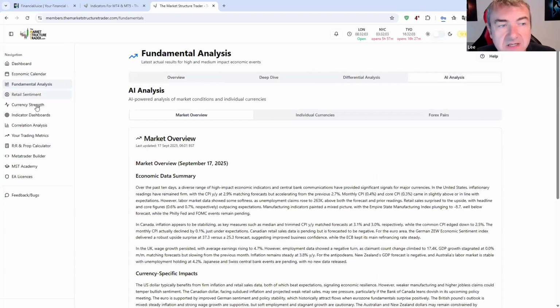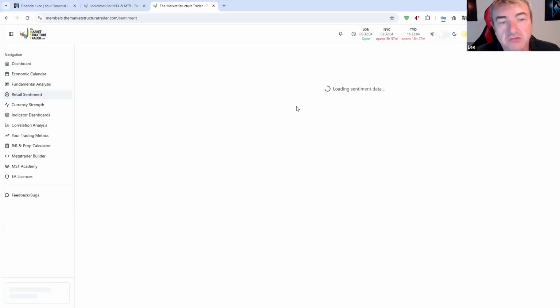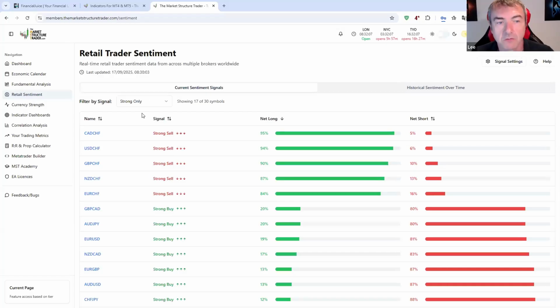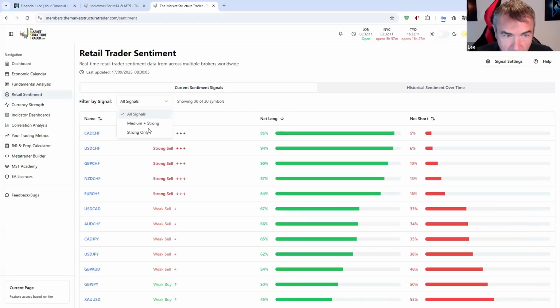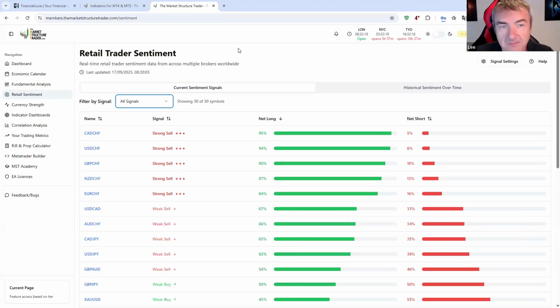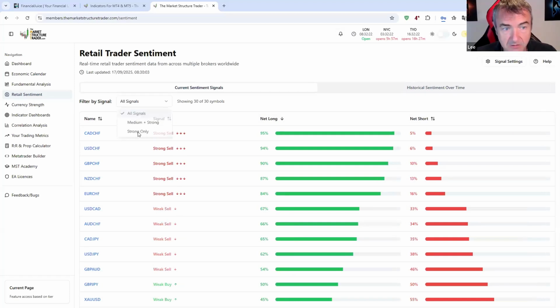Again, place. Retail sentiment. So this is our traders throughout the world. Depending on your membership level, you will probably only be able to see just the majors, I think, in here. I get to see everything because I'm an elite member or a pro member, doesn't matter, whichever. But you can basically filter this down to see strong signals only.